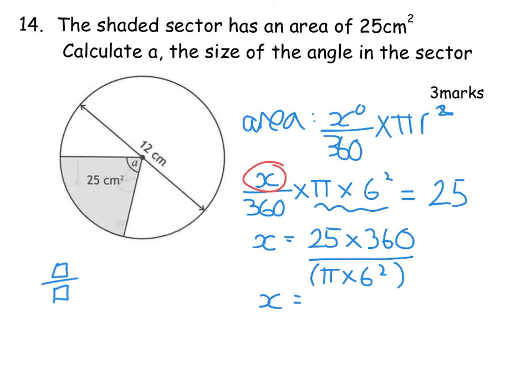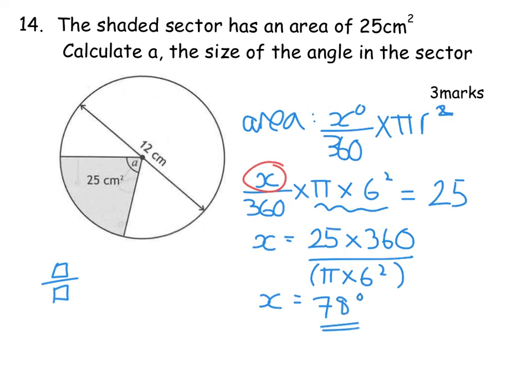So for example, I'm doing 25 times 360 divided by bracket pi times 6 squared, closing my bracket, and it gives me 79.57. So I'm going to round that to 78 degrees, to the nearest degree.